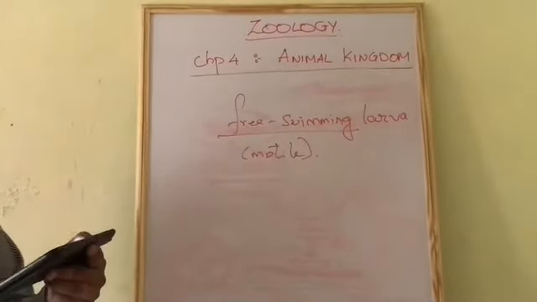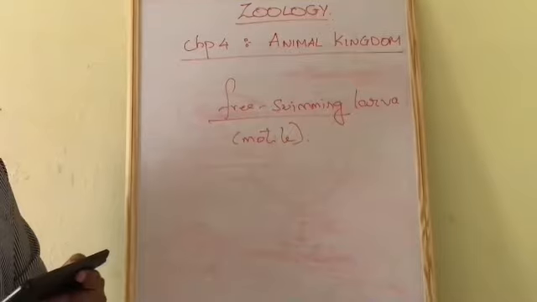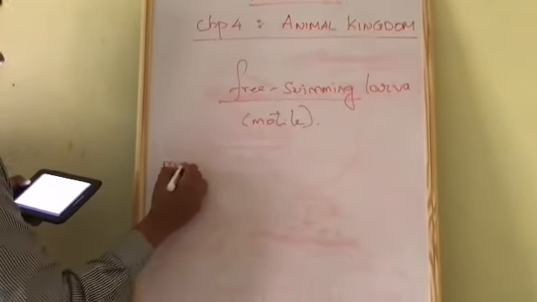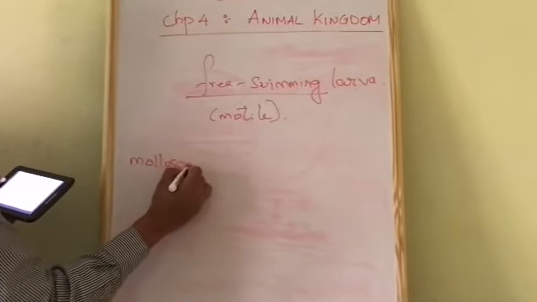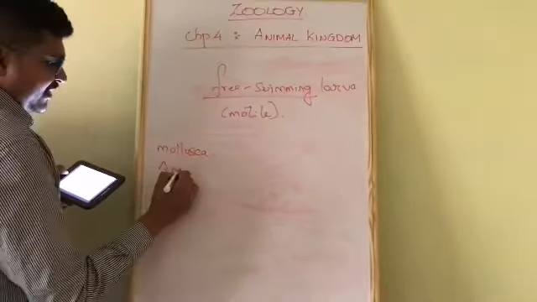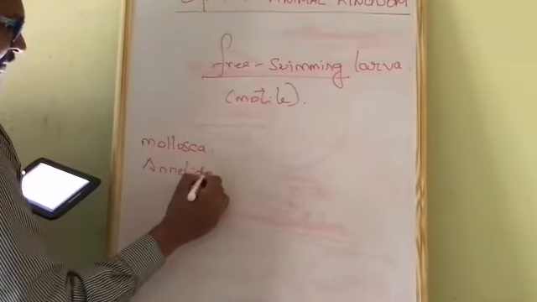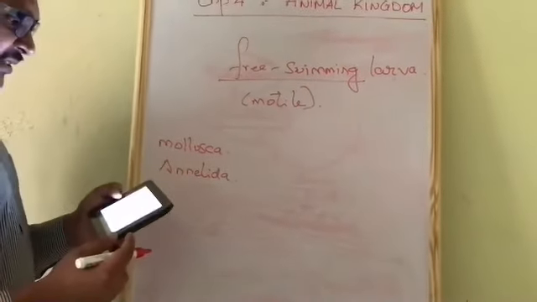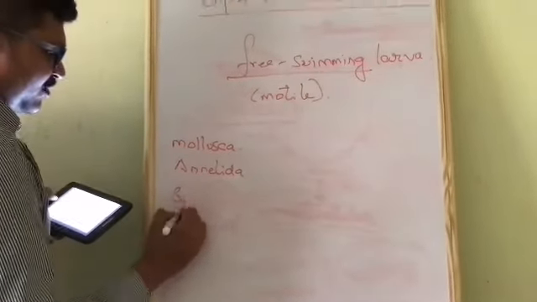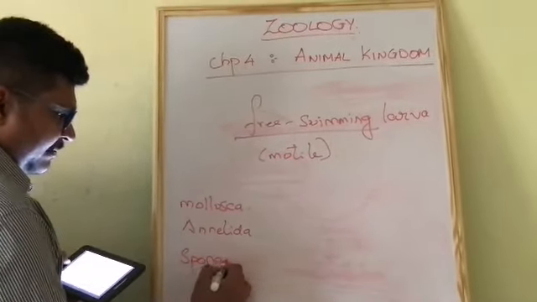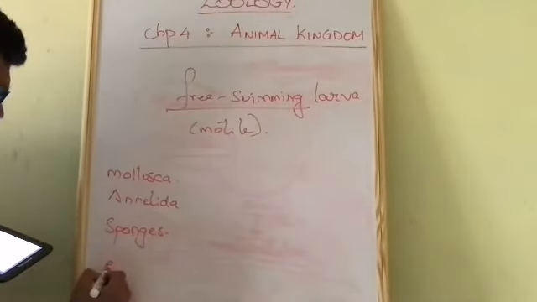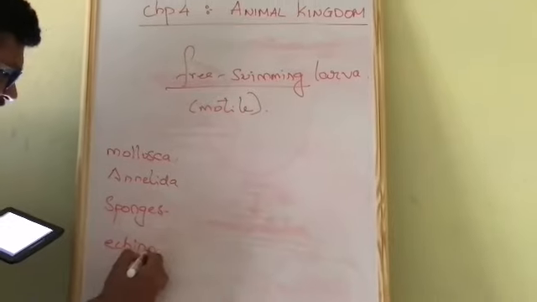Now, options given to you is Veliger larva, first option. Veliger larva belongs to Mollusca. Second is Trochophore larva. Trochophore larva is annelidan. It belongs to phylum Annelida. Third option is Parenchymula. Parenchymula belongs to sponges. And fourth option is Bipinnaria, which belongs to echinoderms.